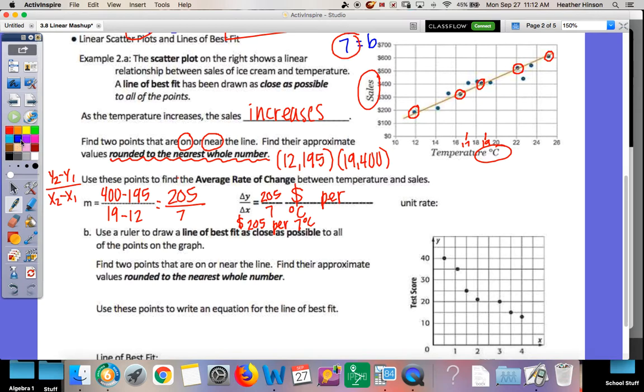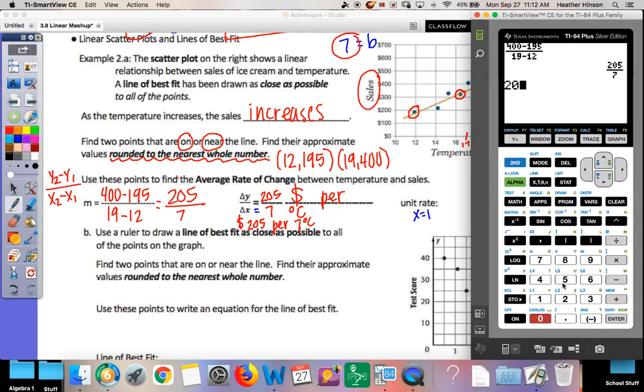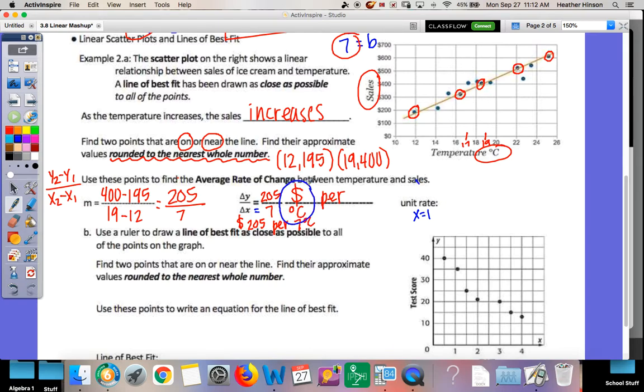Unit rate, if you remember back on lesson 3.5, unit rate just means the bottom, the x, needs to be 1. If it's not 1, just divide this. So we've got 205 divided by 7. And I can approximate this. So I'll go 29.29 if you round this up. And I'm still looking at dollars per degree. So it's $29.29 per degree Celsius. So my money, my ice cream sales, is increasing $29.29 for every degree that the temperature increases.